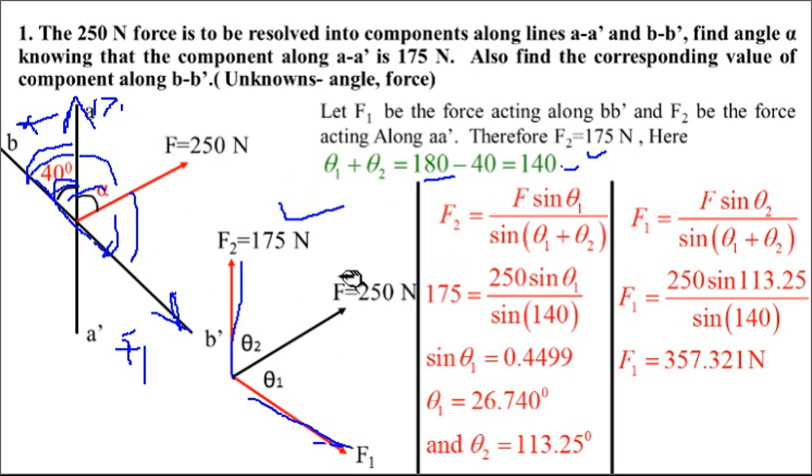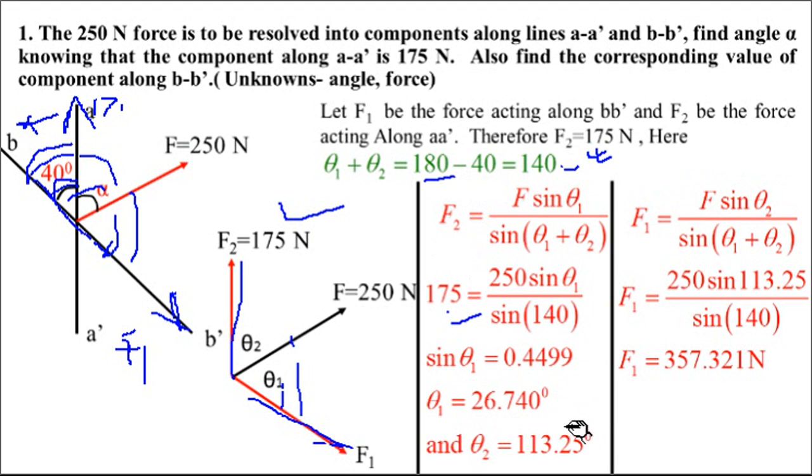Now in this, I know F2. Now apply the equation of skew resolution. If I know F2, I can find out F1. When F2 is known, I will write this formula as F sine of theta 1 divided by sine of theta 1 plus theta 2, and F2 is given in the problem as 175. So I will put that value here.